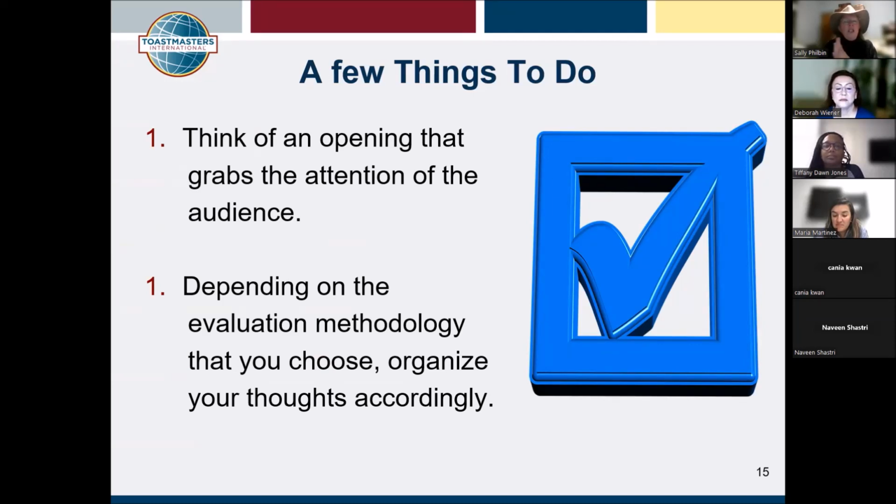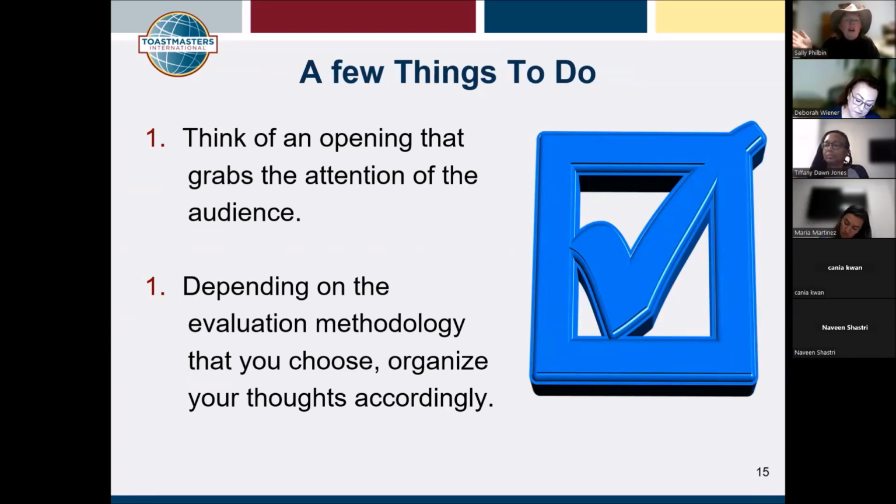As an evaluator, just like as a speaker, think of an opening that grabs the attention of the audience. One of the things that I used to do when I was in the contest circuit, if you will, on speech evaluation, was I would mirror the approach that the speaker took. Sometimes they have a first statement, and I said, don't paraphrase, but if they have a first statement that grabbed that audience, repeat that first statement and make it impactful, and then talk about why that was a great, impactful first statement for them to use. And then move on as you are evaluating the rest of their speech in whichever methodology you choose.